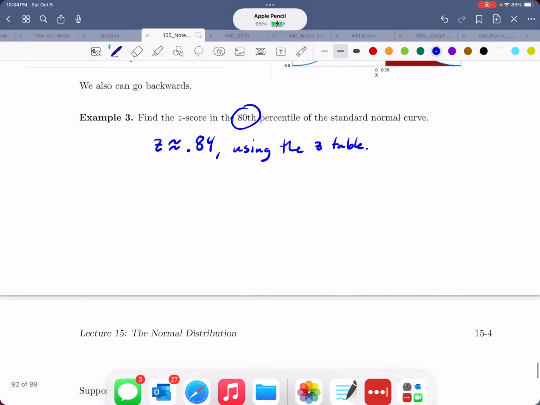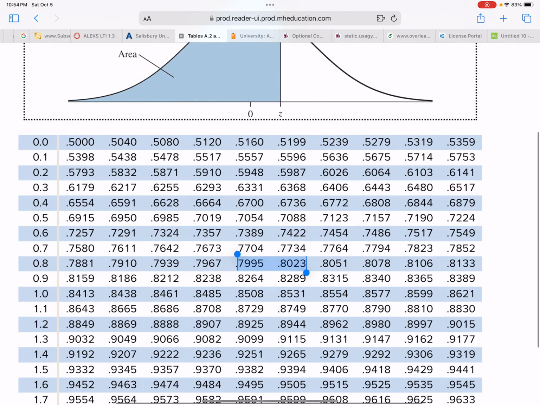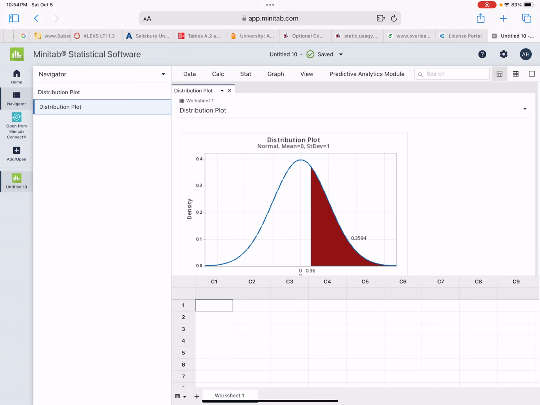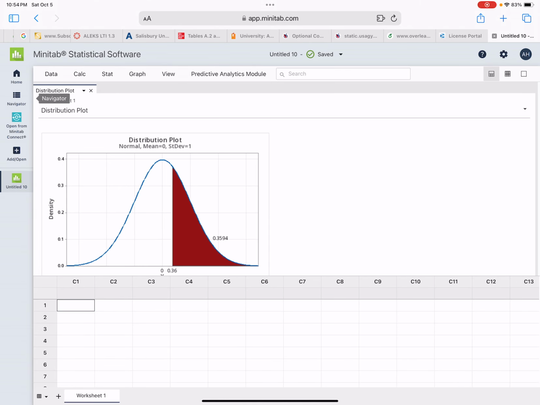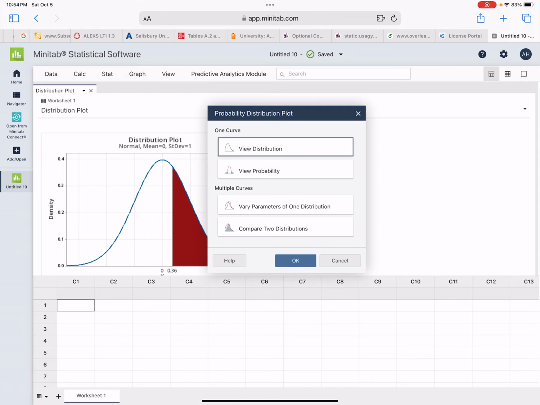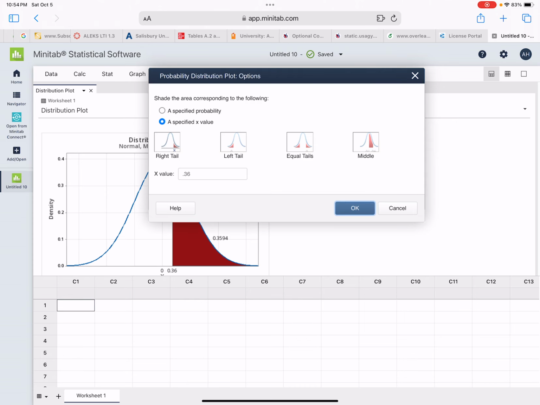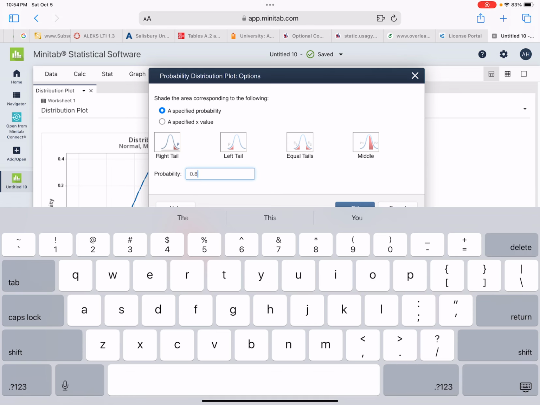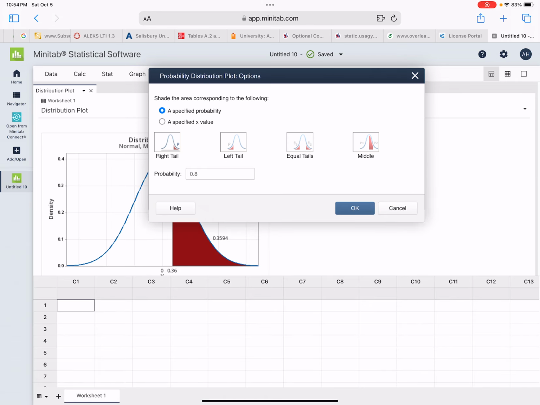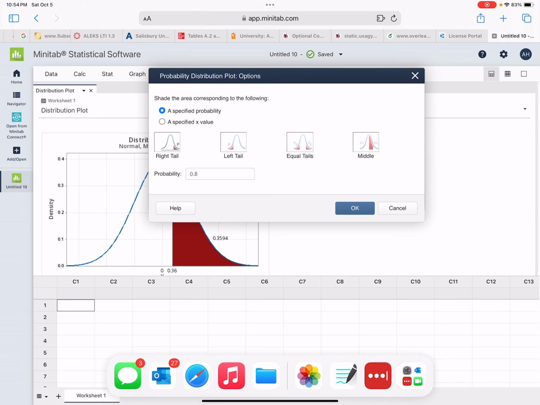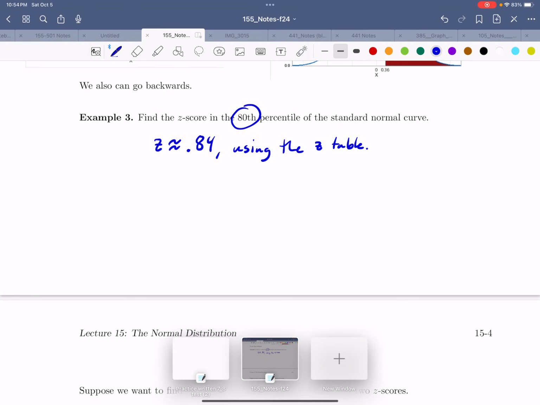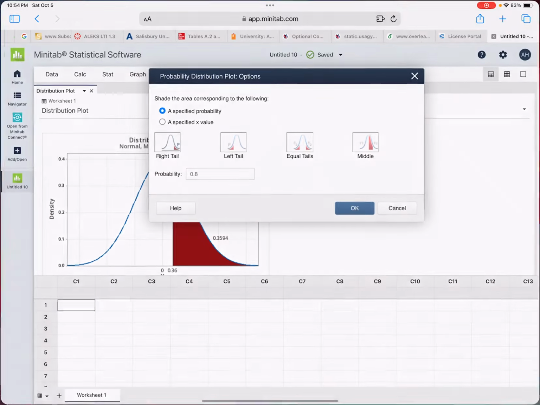Now we can get a more precise answer using Minitab. Right, so let's see what we get here. Here, let's get rid of the navigator. We're going to go to graph, probability distribution plot, view probability. Keep that the same, but now we do want a specified probability. And here we're going to enter 0.8, because we're looking for 80%. And actually, one sec, I want to make sure I got it right. Yeah, 80th percentile. Okay, so we're good to go.